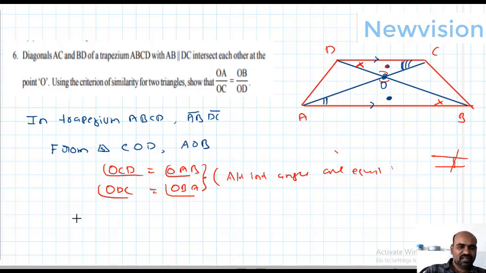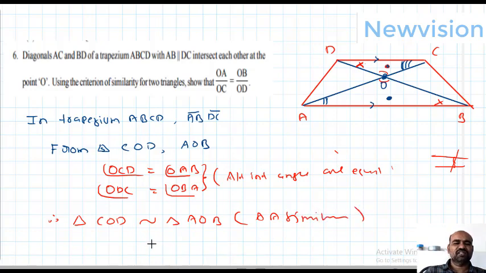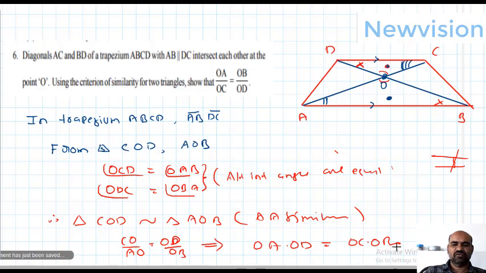So now directly: therefore triangle COD is similar to triangle AOB, by AA similarity. If two triangles are similar, their corresponding sides are in proportion: CO by AO equals OD by OB. Cross multiplication gives OA into OD equals OC into OB. This is what you want, hence proved.